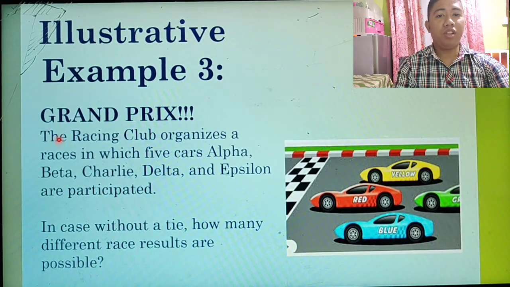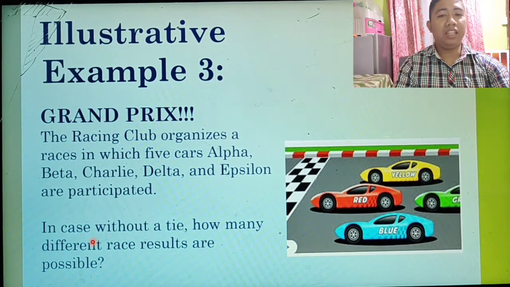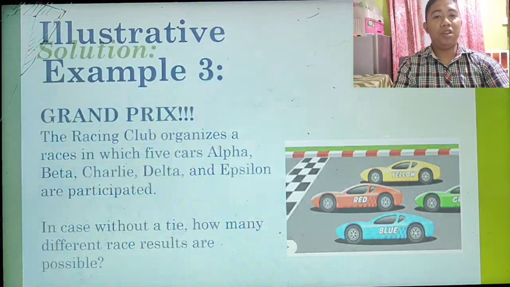The title is Grand Prix. The racing club organizes races in which 5 cars, Alpha, Beta, Charlie, Delta, and Epsilon, participate. In case without a tie, how many different race results are possible? So to solve this problem, here is our solution.